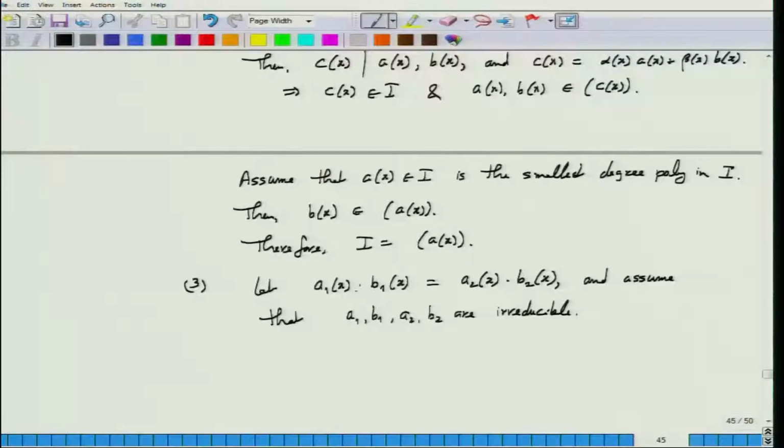So suppose we can write a polynomial as a product of two irreducible elements, A1, B1, and A2, B2. A1, B1 is one set of irreducible elements, A2, B2 is another set of irreducible elements. Now I want to show that this is the same, that is, A2 is equal to either A1 or B1, and similarly B2 is either equal to A1 or B1.